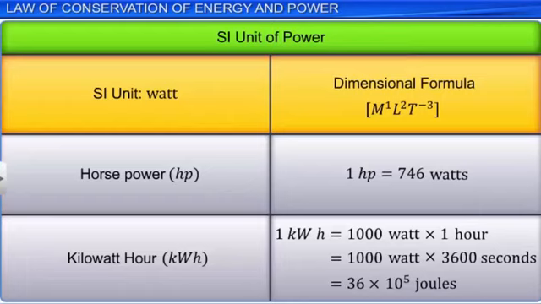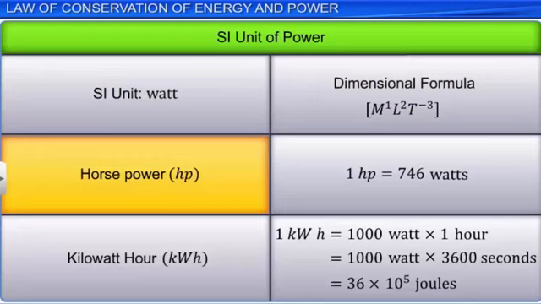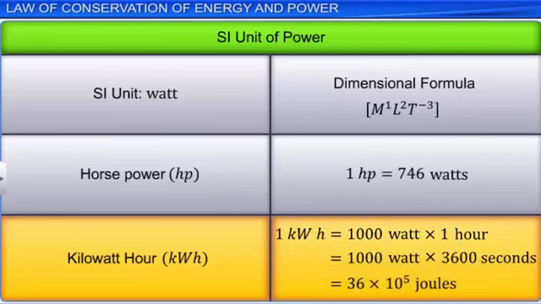Power can be expressed in horsepower denoted as HP, and 1 horsepower is equal to 746 watts. The commercial unit of electrical energy is kilowatt hour denoted as kWh. 1 kilowatt hour is equal to 1000 watt into 1 hour, which is equal to 1000 watt into 3600 seconds, and is equal to 36 into 10 to the power 5 joules.